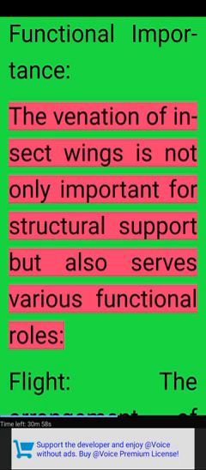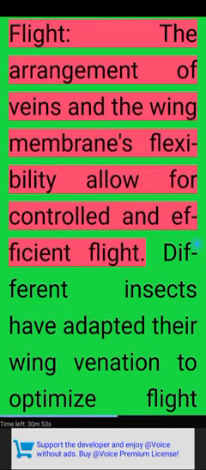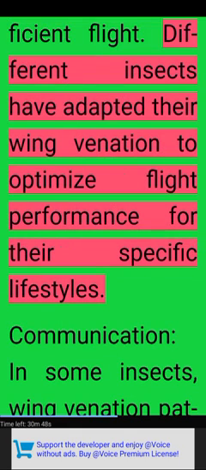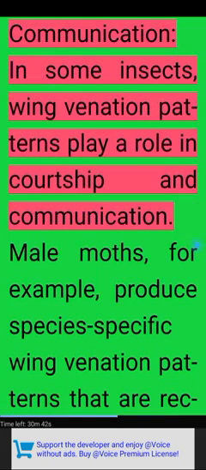The venation of insect wings is not only important for structural support but also serves various functional roles. Flight. The arrangement of veins and the wing membrane's flexibility allow for controlled and efficient flight. Different insects have adapted their wing venation to optimize flight performance for their specific lifestyles.